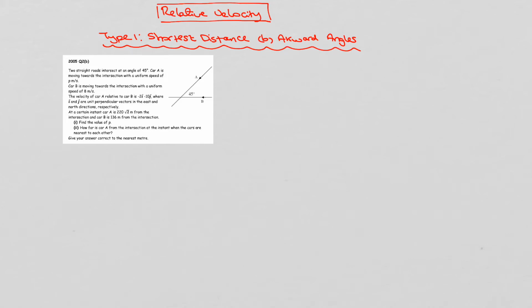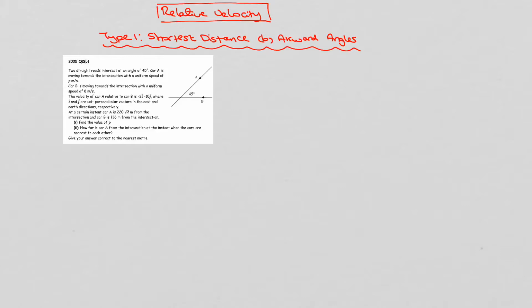Relative velocity, type 1, shortest distance, B, awkward angles. So in 2005, we had two roads intersecting at an angle of 45 degrees, and we're told that car A is moving towards the intersection with a uniform speed of p meters per second. Now we can see in this diagram that A is coming in from the awkward angle to the intersection, because obviously B is heading west, so it's nice and straightforward, it's on a straight road.